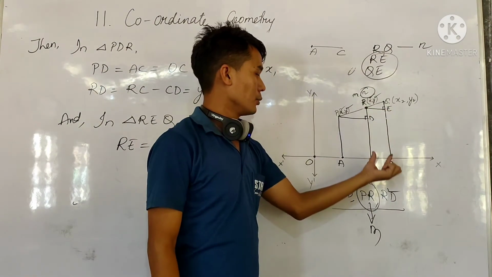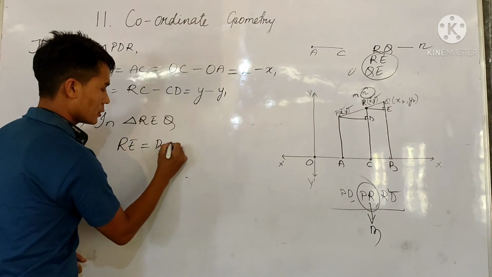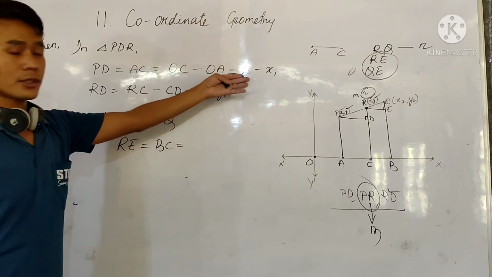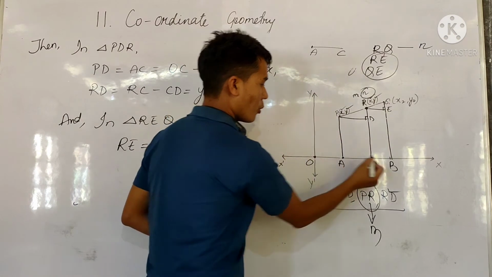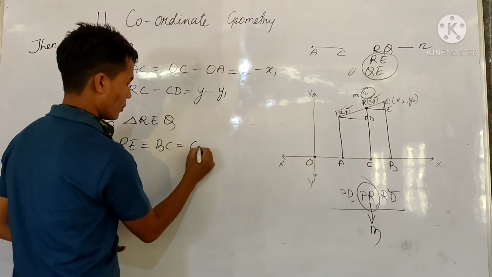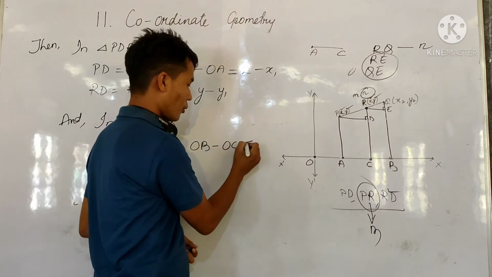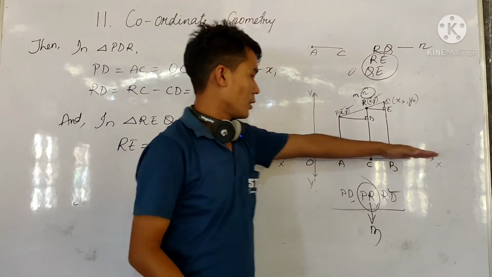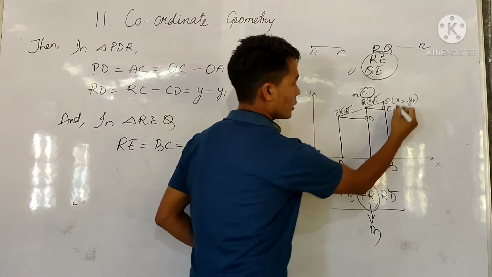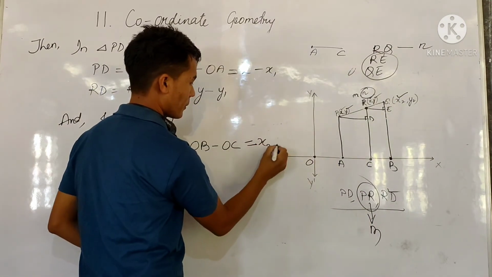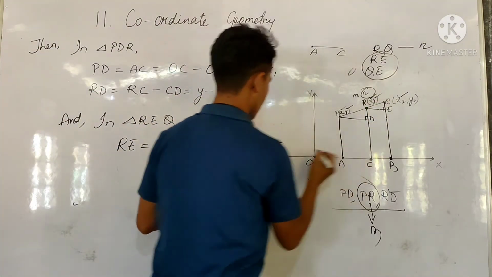RE is equal to BC or CD. RE is equal to BC. So similar to the first case, in place of BC, we can write OB minus OC. Then what is the value of OB? OB is going along the x-axis. So OB, the coordinate of this B is x2, minus OC. The coordinate of OC is x.